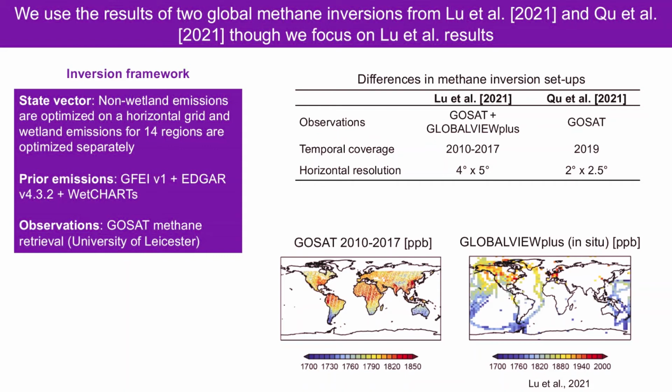Another major difference is that the Liu et al. inversion was for multiple years, whereas the Chu et al. results were only for 1 year. And so this led to many more observations in the Liu et al. inversion.